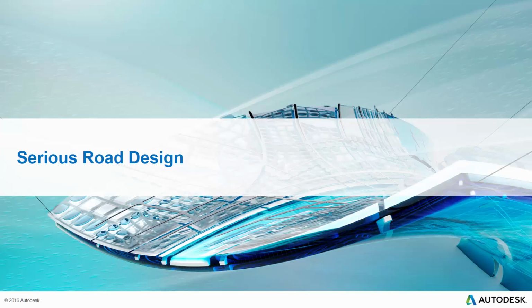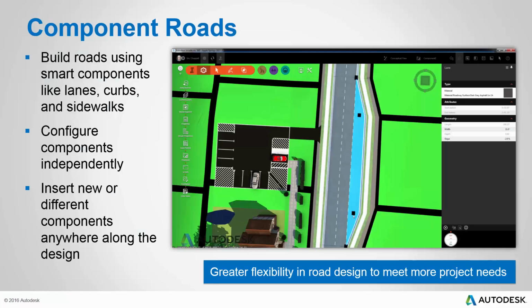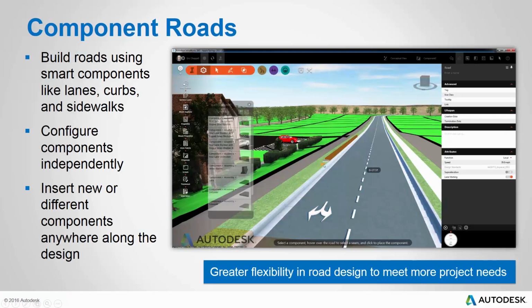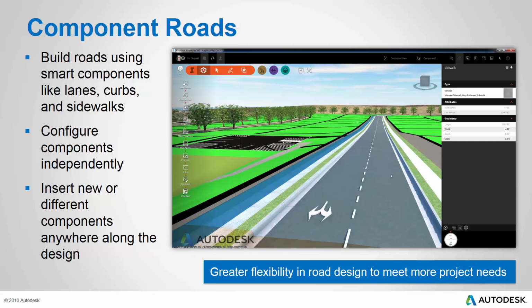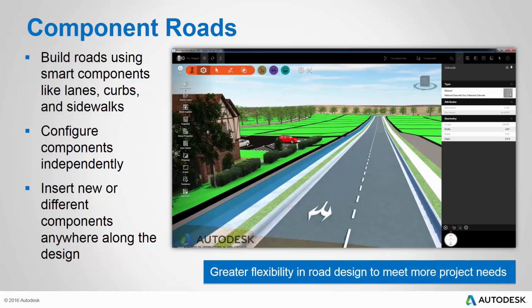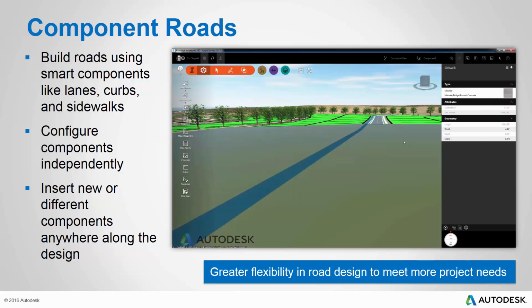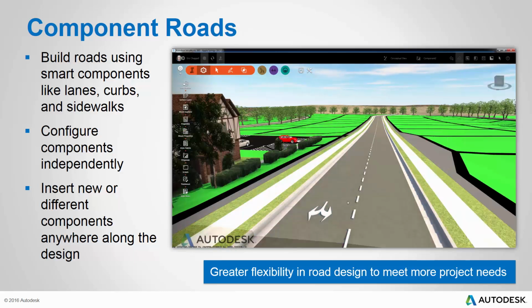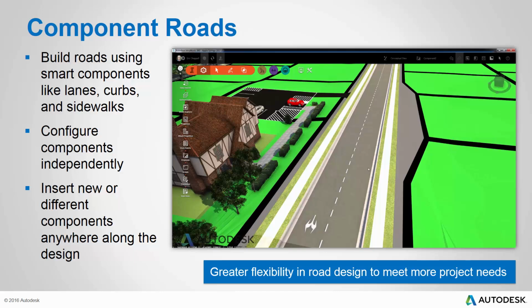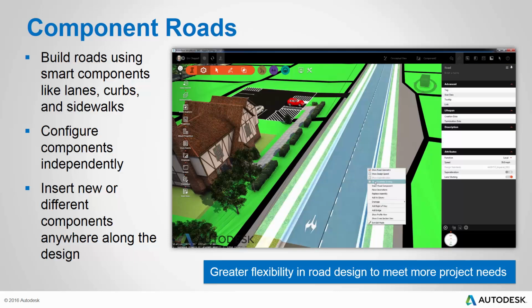Now let's take a look at how this new release of InfraWorks 360 allows you to do some serious road design. With the new release of InfraWorks 360, you can build roads using smart components like lanes, curbs, and sidewalks. Each of these components can be configured independently, as is being done with the sidewalk in the current example. You can also insert new or different components anywhere along the design.